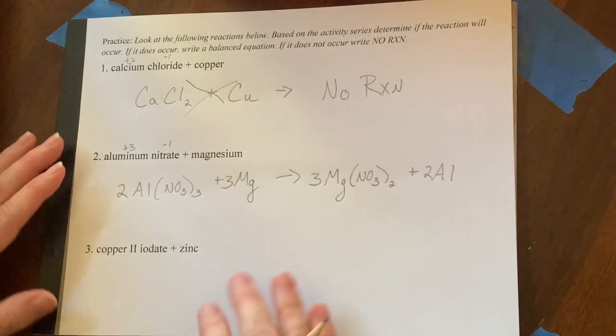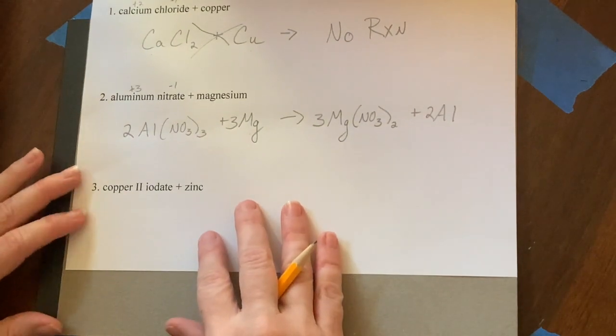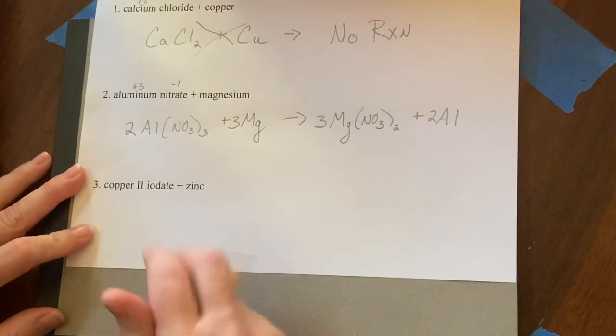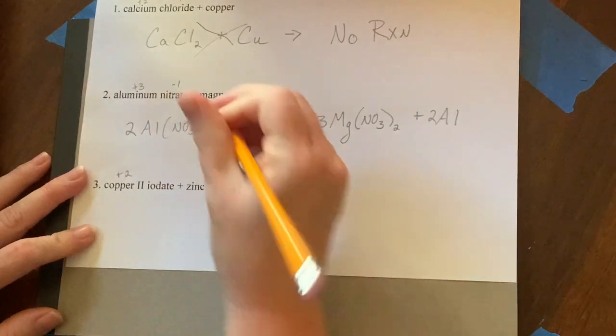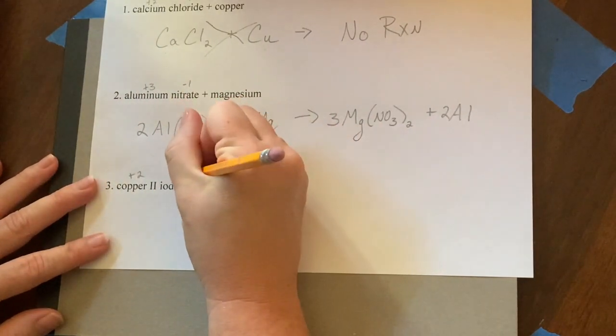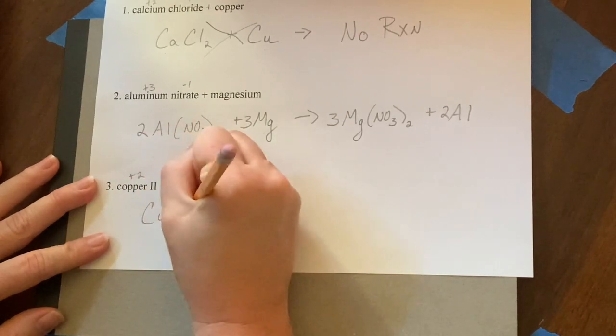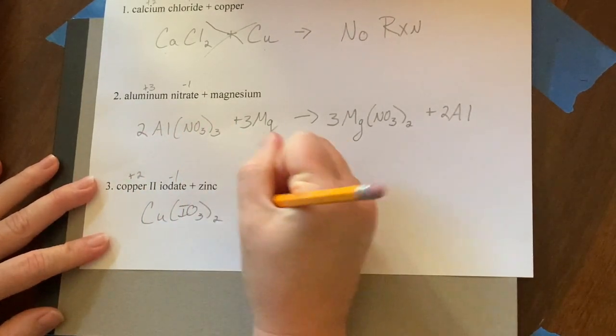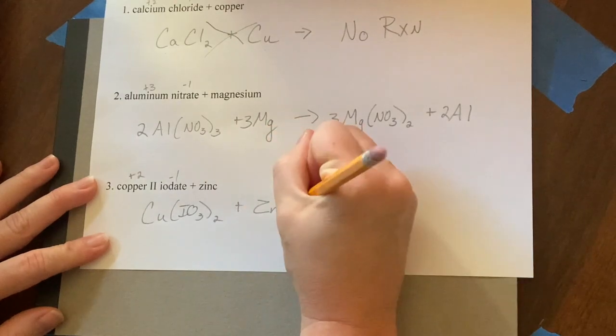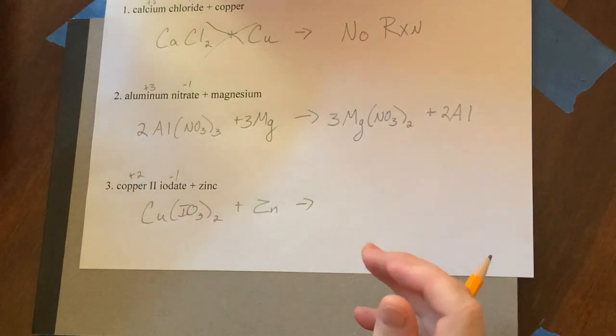And I am good to go. All right, so let's check our next one. Copper II iodate. Copper II means copper's +2. Iodate's always -1. All right, so that's CuIO3 2 plus zinc. Let's check to see if this is going to happen.